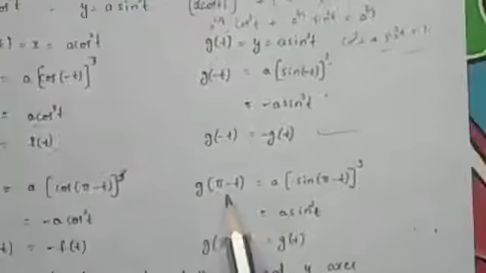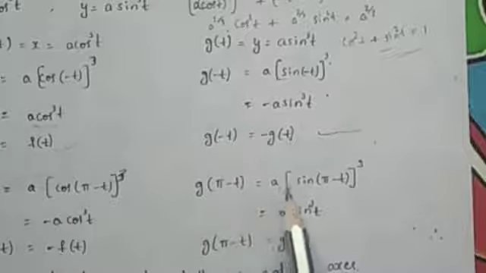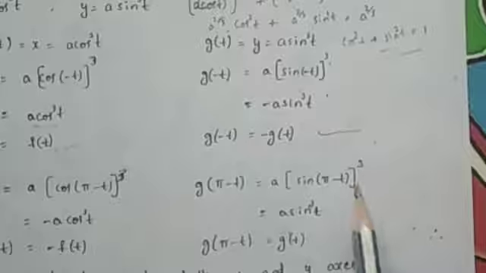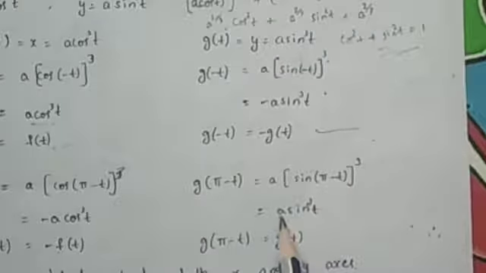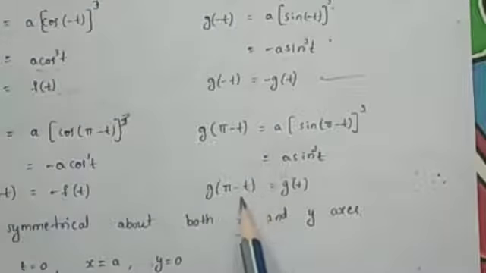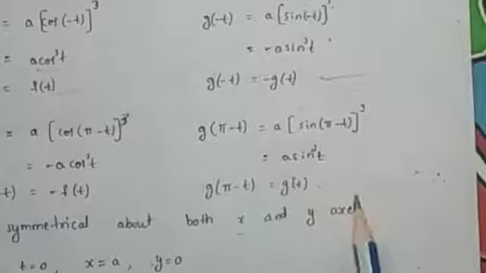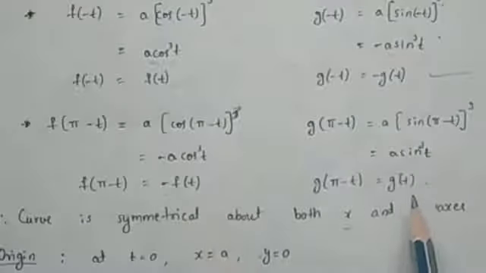Next, you replace t by pi minus t, you get g of pi minus t, which is equal to a into sin of pi minus t whole cube. Sin of 180 minus t is sin t, so you get a sin cube t. Replacing t by pi minus t, you get the same equation. Clearly, we say this is an odd function of t and this is an even function of t.